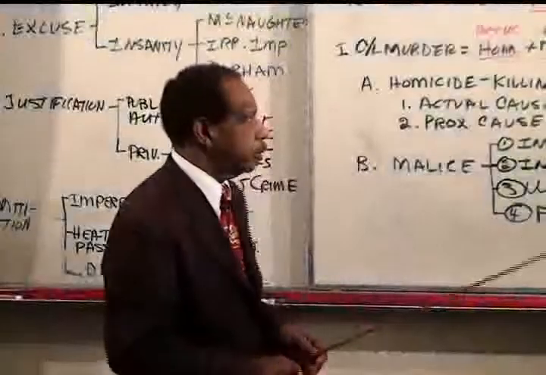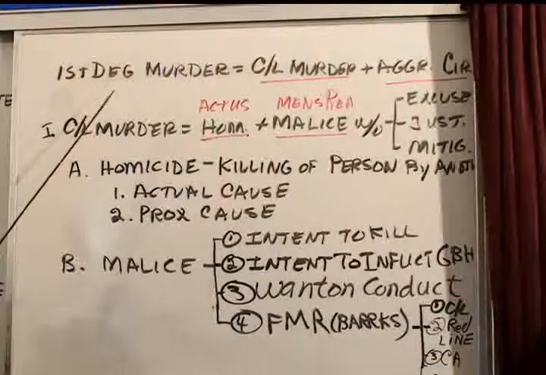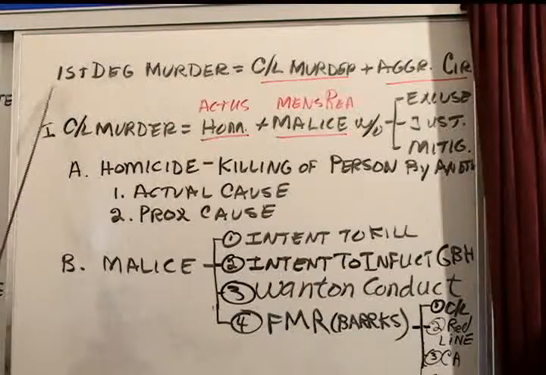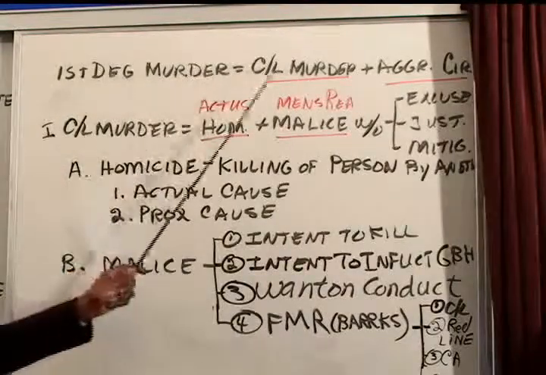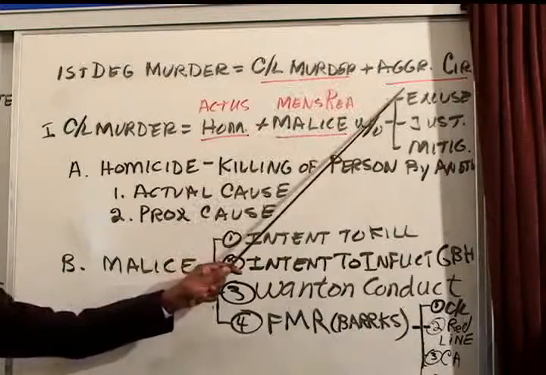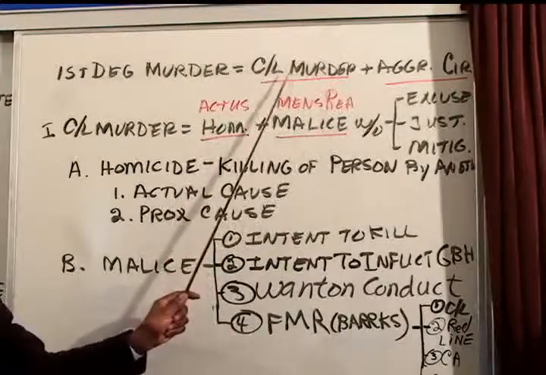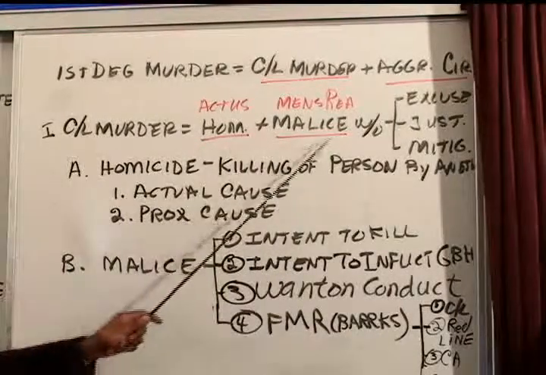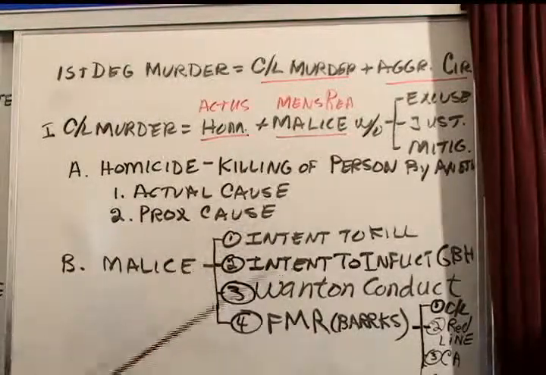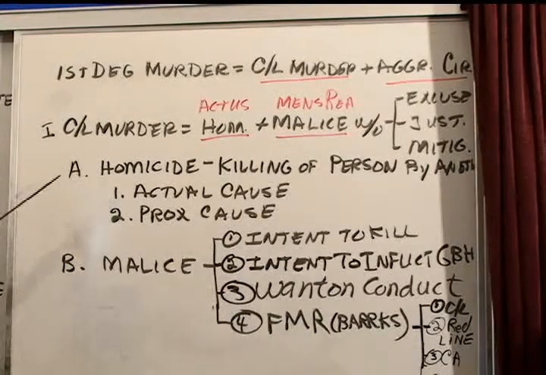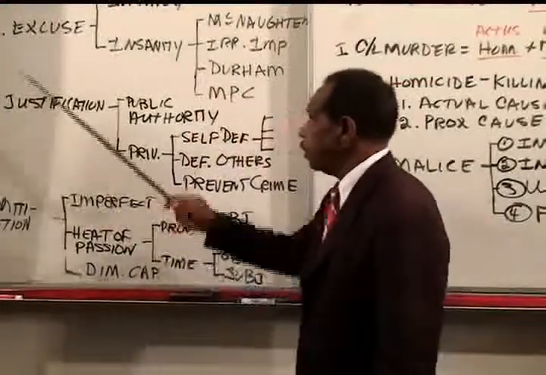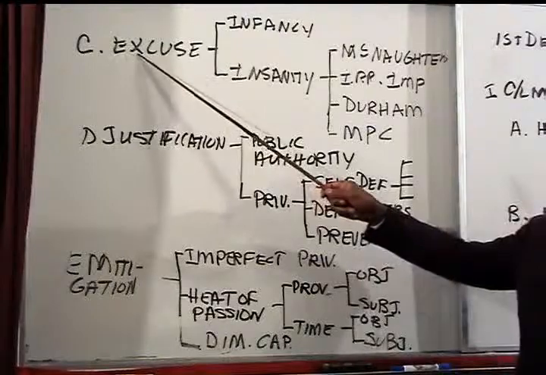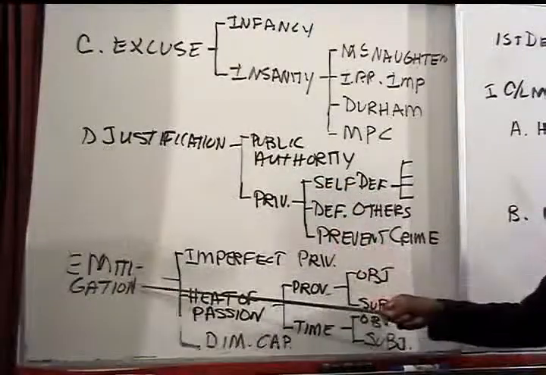Now, in our last hour, we just finished dealing with the fact that first-degree murder is common law murder under aggravated circumstances. We looked to see what constitutes common law murder, and common law murder is homicide with malice without excuse, justification, or mitigation. We've gone through that. We understand what constitutes homicide, the 4 ways to find malice. Over here, we understand excuse, justification, and mitigation.